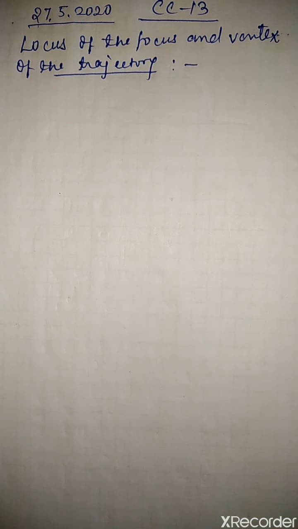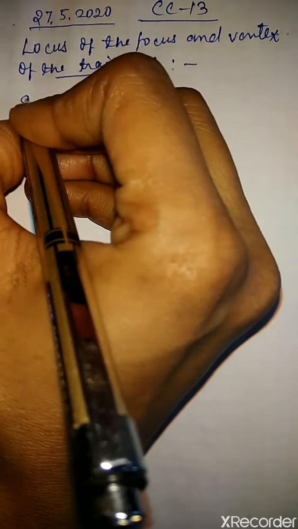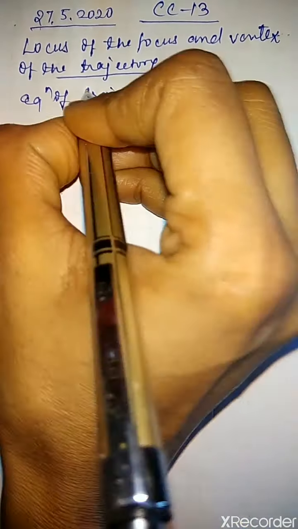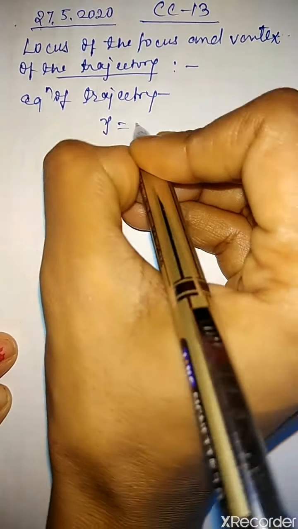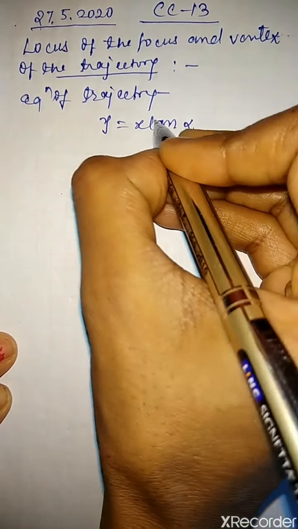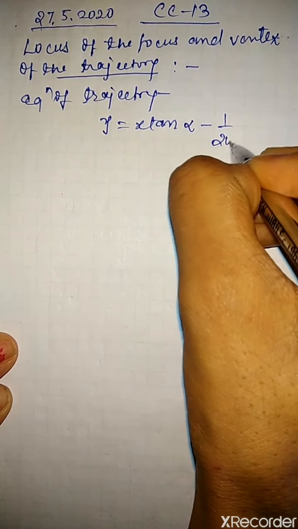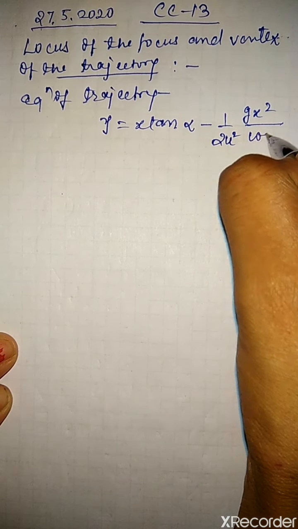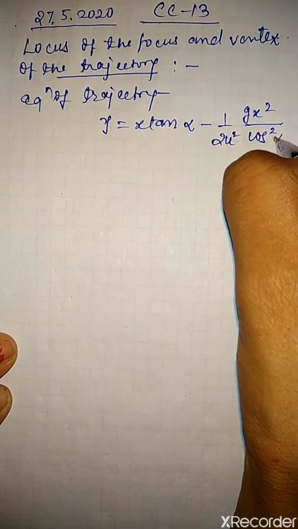Today we will see the locus of the focus and vertex of the trajectory. To find the locus, first we know the equation of trajectory. The equation of trajectory we have discussed in the last lecture is y equals x tan alpha minus 1 by 2 g x square divided by u square cos square alpha.